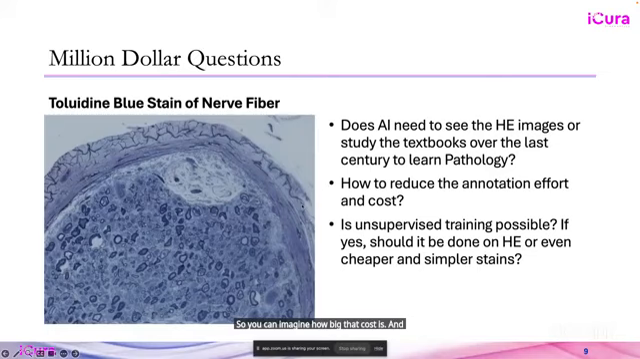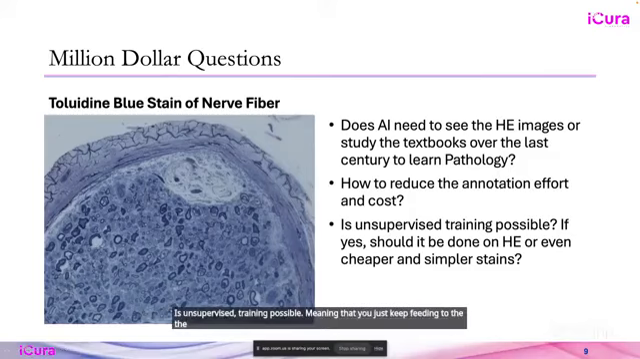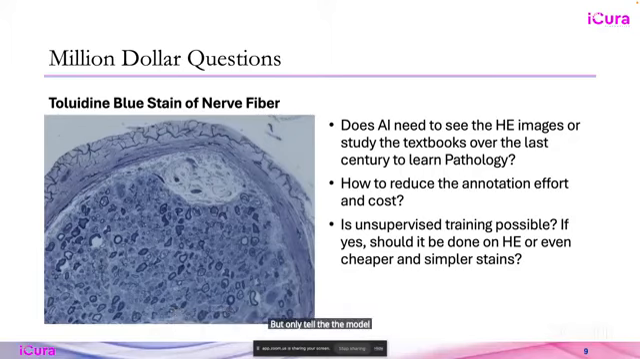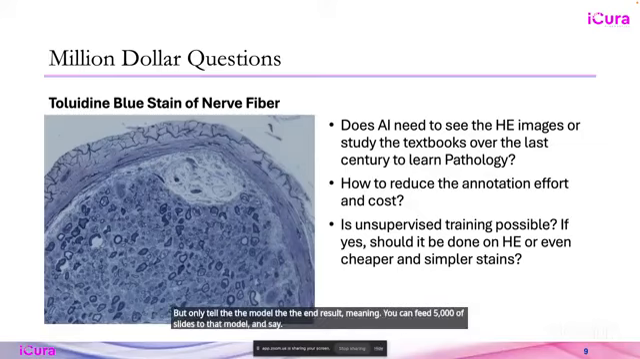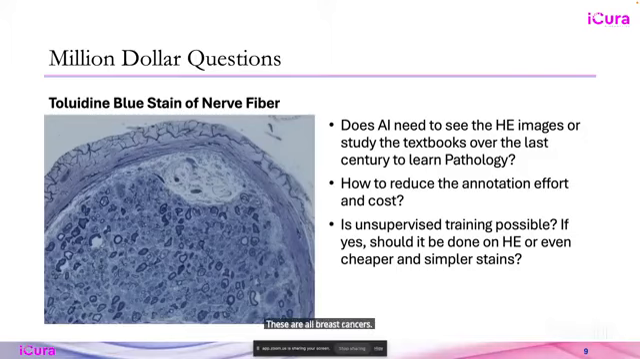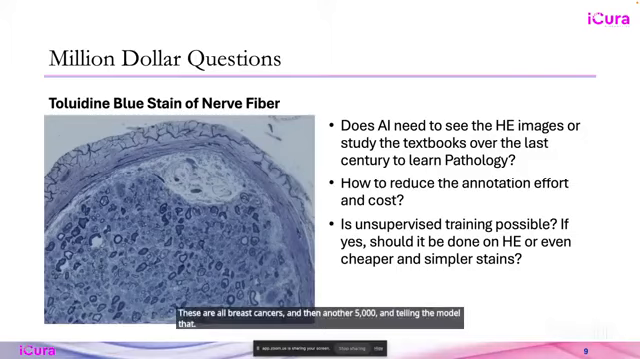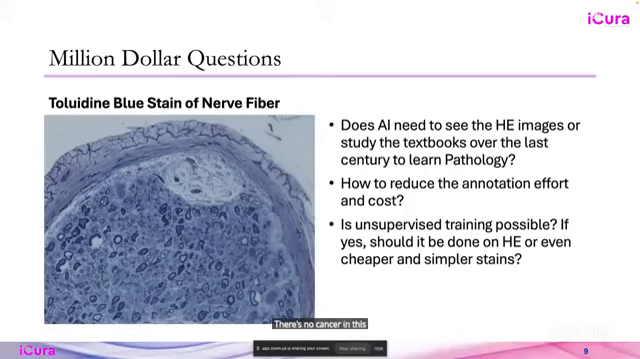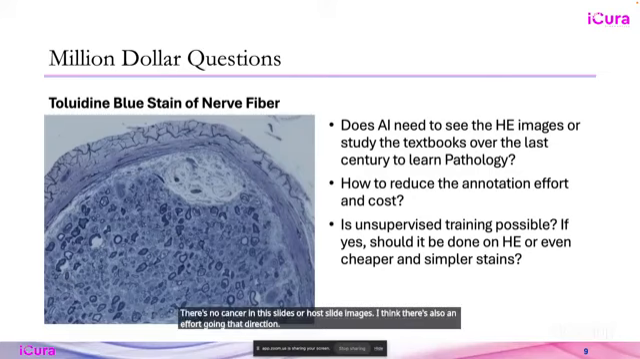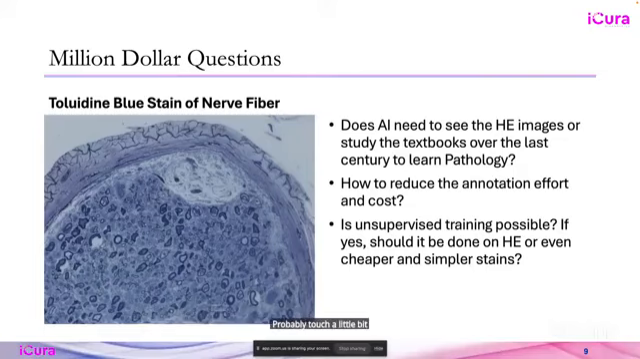And on the other hand, is unsupervised training possible? Meaning that you just keep feeding the model unannotated images, but only tell the model the end result. Meaning you can feed 5,000 slides to the model and say, these are all breast cancers. And then another 5,000, telling the model that there's no cancer in these breast slides or whole slide images. I think there's also an effort going in that direction, which we can probably touch on a little bit later.